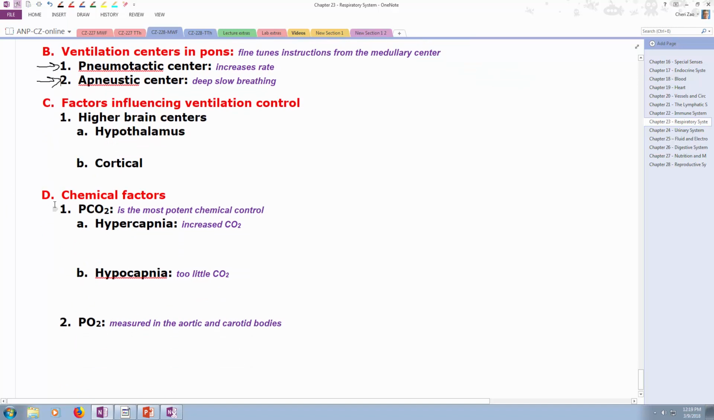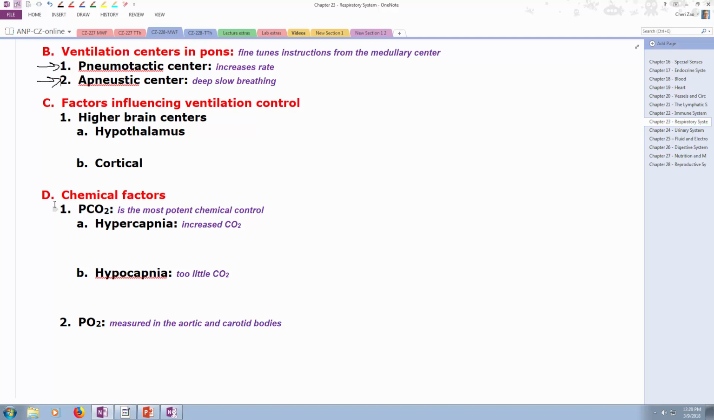Yes? If you're unconscious, would it be the apnea? If you're unconscious, then the apneustic center would be kind of help possibly modulating the medulla oblongata. The medulla oblongata would be firing anyway.